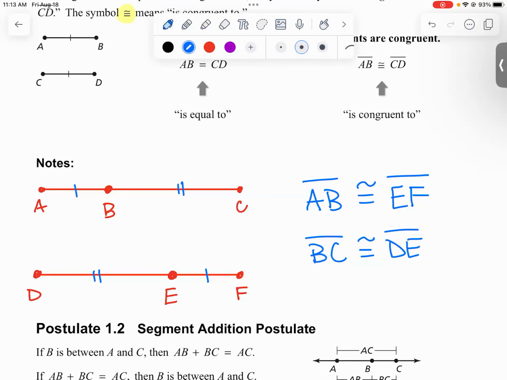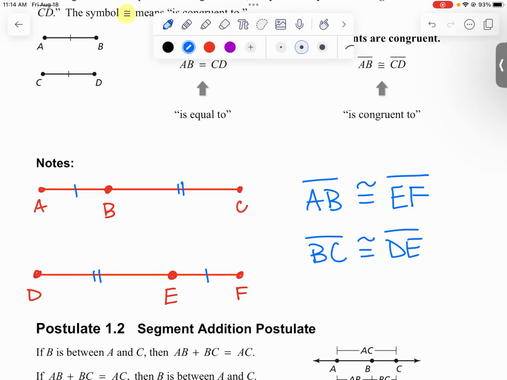Now, if your diagram doesn't actually have that information, it just looks like they're the same, we can't assume anything. In geometry, we cannot assume. We have to be able to prove that things are actually the same. It can't just look like it. It can't look like a right triangle. We have to show it's a right triangle. It can't look like they're the same length. We have to show that they're the same length.